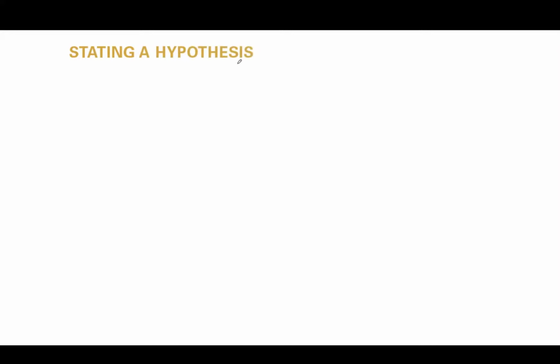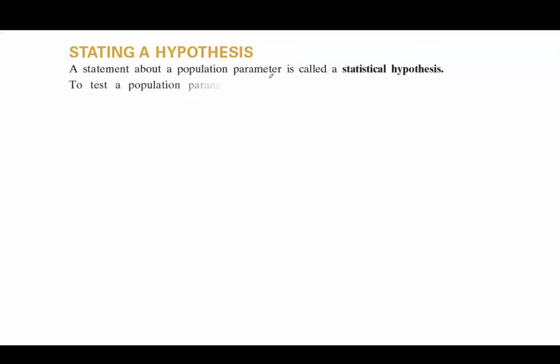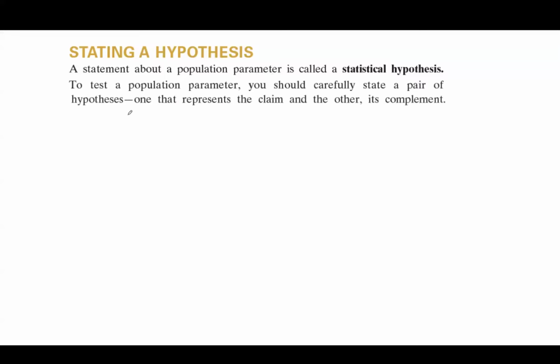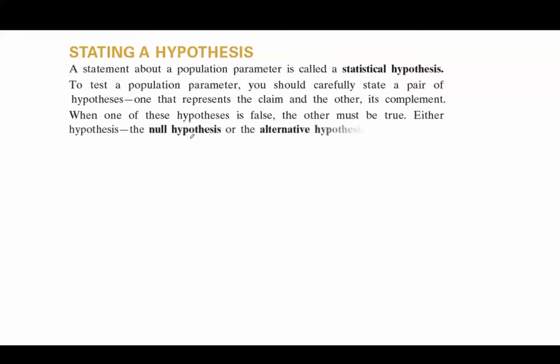How do we state a hypothesis? From informal to formal statements. A statement about a population parameter is called a statistical hypothesis. To test the population parameter, you should carefully state a pair of hypotheses: one that represents the claim, and the other one which is the complement or opposite of it. When one of these hypotheses is false, the other must be true. Either the null hypothesis or the alternative hypothesis may represent the original claim.